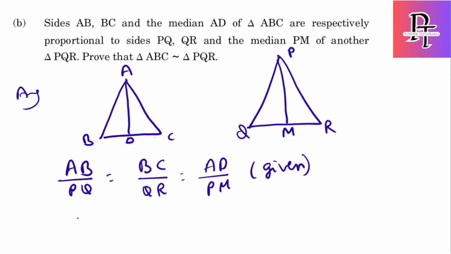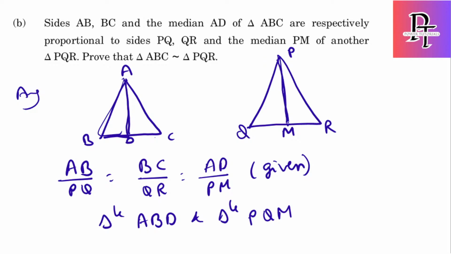So let's take triangle ABD and triangle PQM, this small one and this small one. Okay, I want to prove these two triangles are similar first, then I can prove ABC and PQR are similar. In triangle ABD and PQM, if you notice, we already have one condition, which is AB by PQ is equal to AD by PM. This we already have.